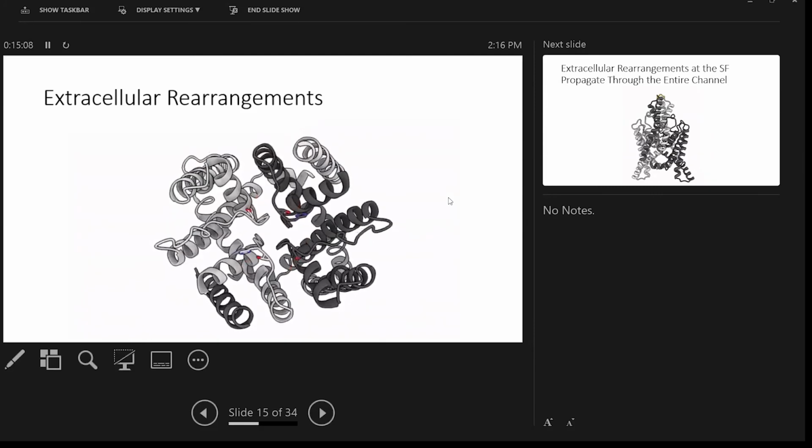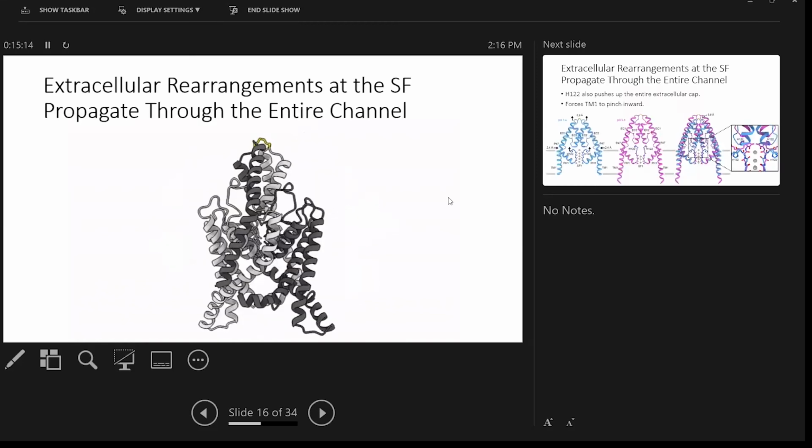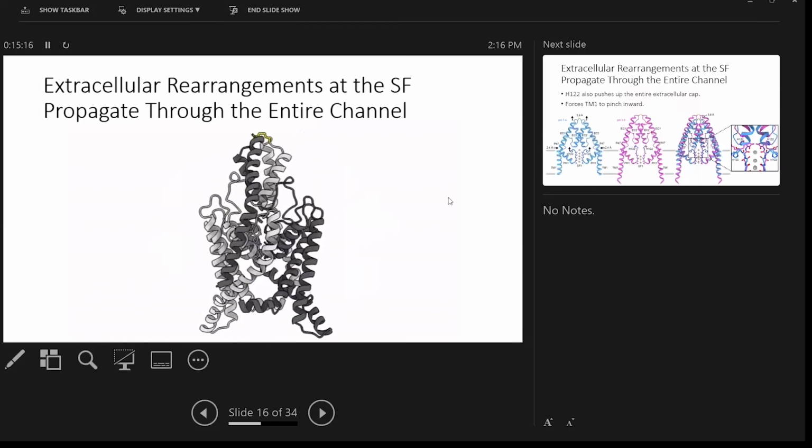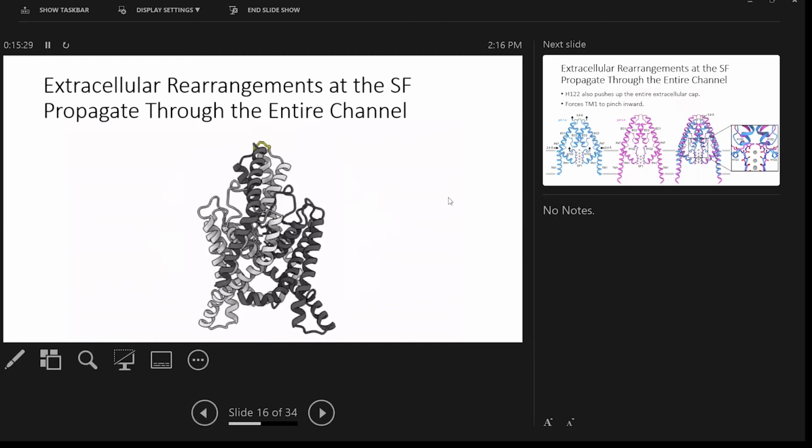Now, one of the things that surprised us whenever we first got this data is this movement propagates throughout the entire rest of the channel. It's not just the selectivity filter that's moving, but the entire channel gets stretched out perpendicularly to the cell membrane, as if you took two tweezers on it and started pulling on it.